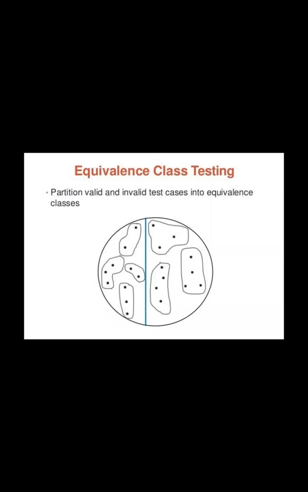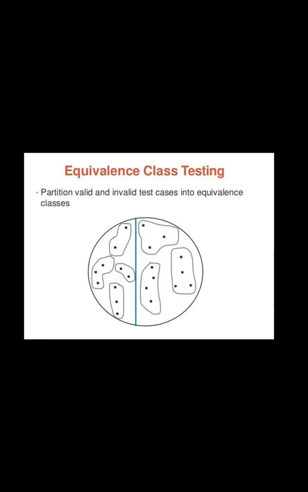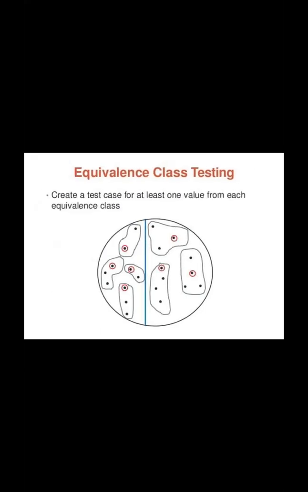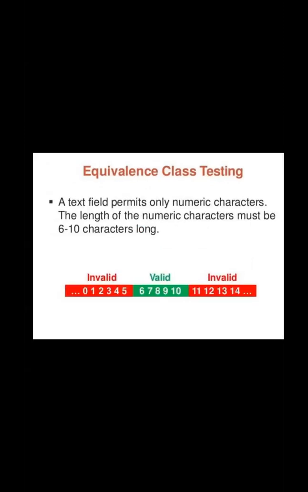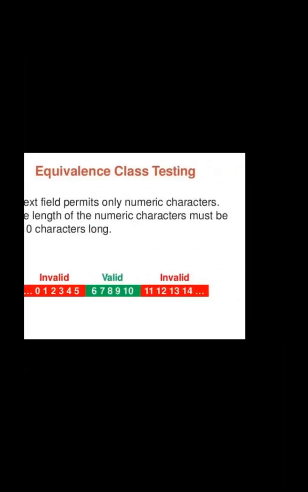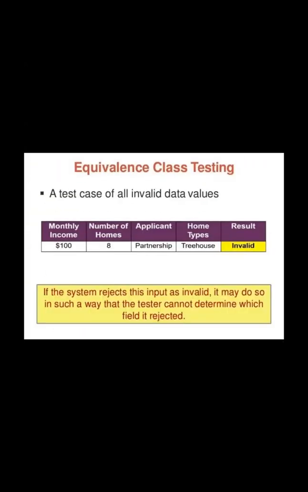We'll create the invalid test cases separately and the valid test cases separately, by grouping the valid test cases into one class and the invalid test cases into another class. From each equivalence class, we'll identify a particular point. How to identify the valid and invalid test cases, we discussed based on a case study. So these topics we already discussed.